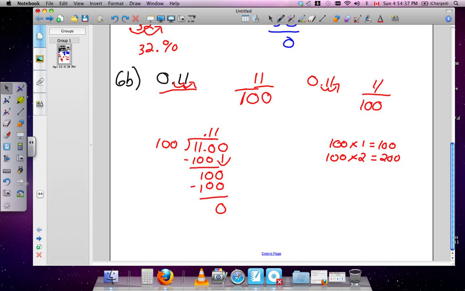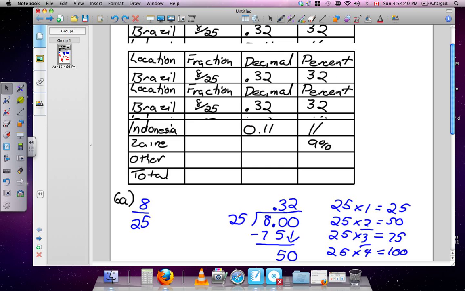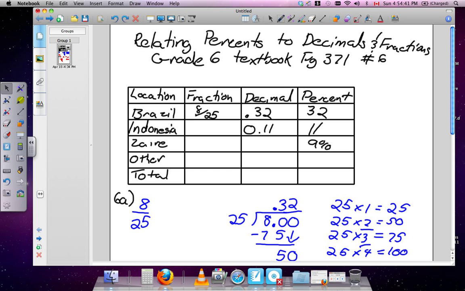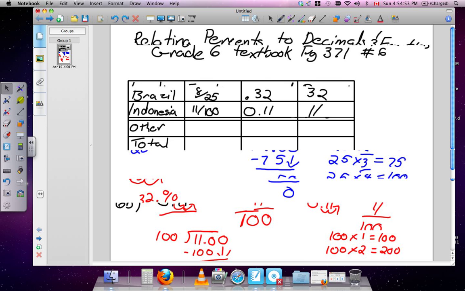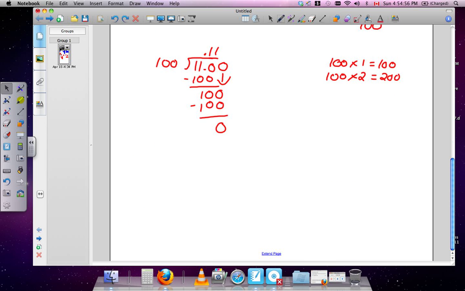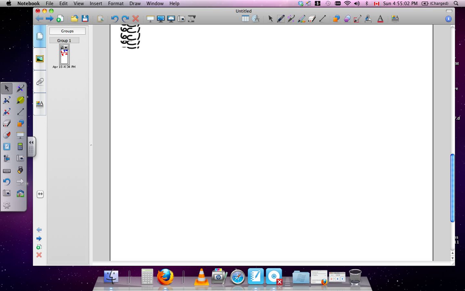So now let's go fill in our box up there. 11 over 100. Put it in. The fraction was 11 over 100. And finally our percent. Let's do our percent here. So we have 9%. We'll call this 6C. Technically, there's no 6C because of the way the pieces are set up, but that's okay. We'll just call it that.